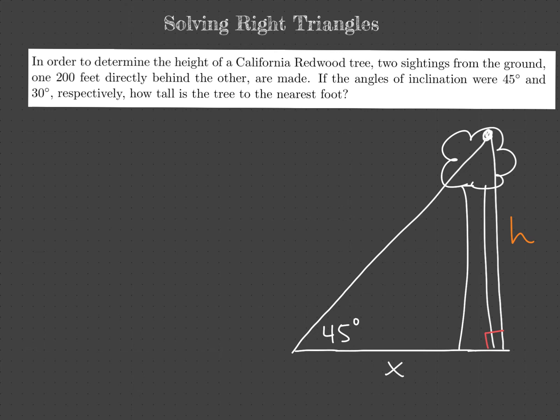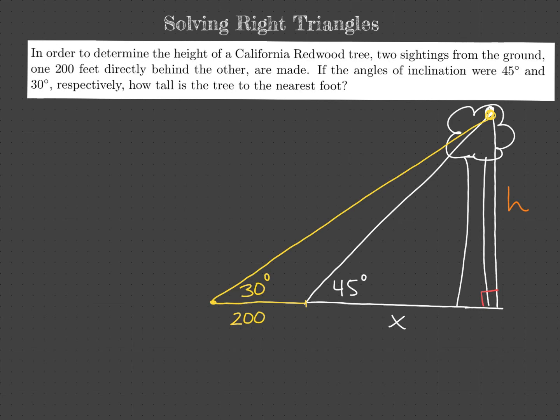Now we do have another triangle. It says that there's two sightings from the ground. One's 200 feet directly behind the other. So this is our first sighting. Then we know that we have another one that's 200 feet behind it, and that angle of inclination is 30 degrees. So let's sketch that out, adding on a little bit in yellow. So we know that this extra is 200 from here to here. And then this angle of inclination to the top of the tree was 30 degrees.